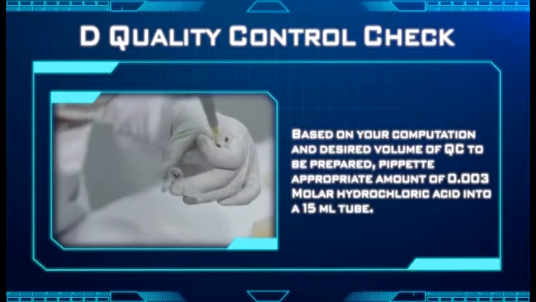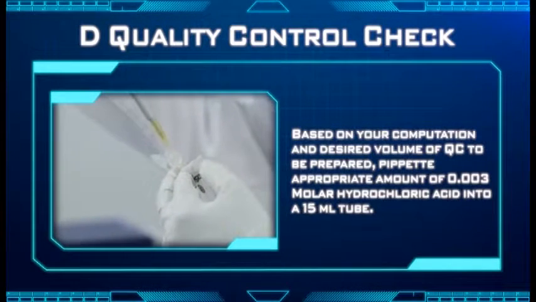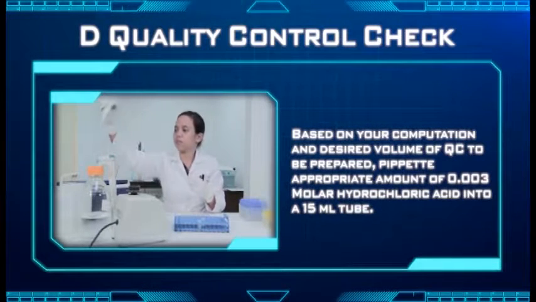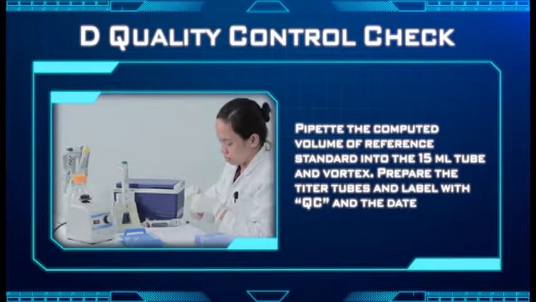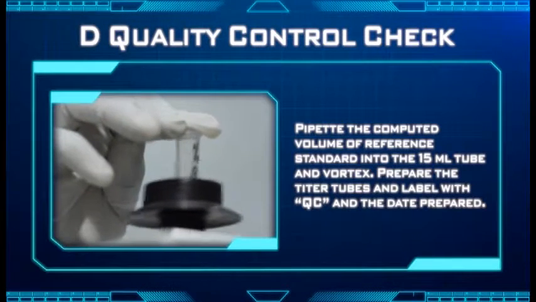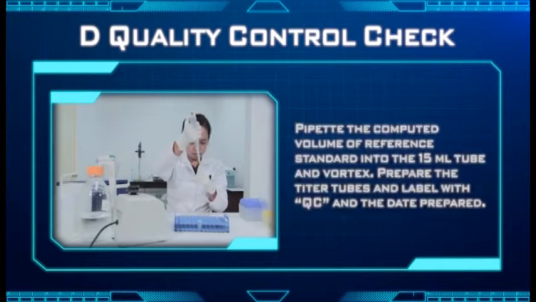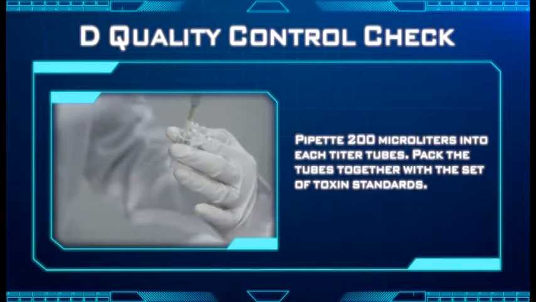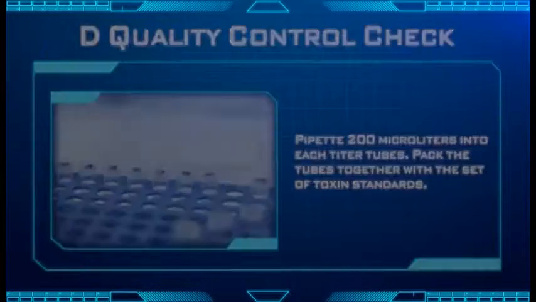Based on your computation and desired volume of QC to be prepared, pipette the appropriate amount of 0.003 molar hydrochloric acid into a 15 ml tube. Pipette the computed volume of reference standard into the 15 ml tube and vortex. Prepare the titer tubes and label with QC and the date prepared. Pipette 200 microliters into each titer tube. Pack the tubes together with the set of toxin standards.